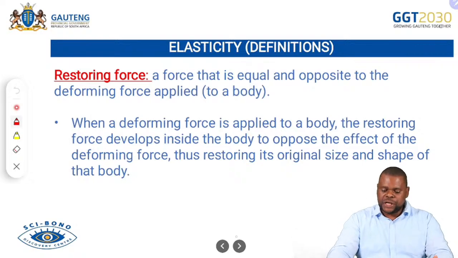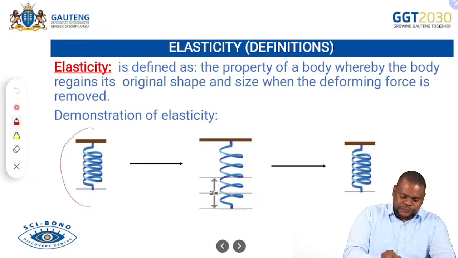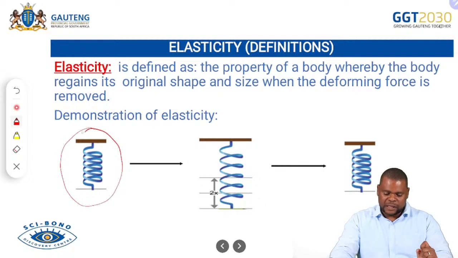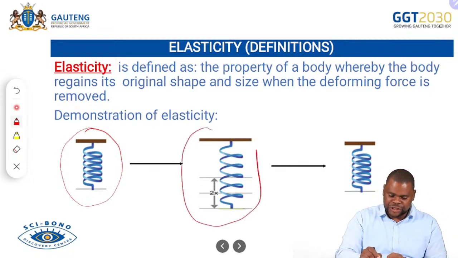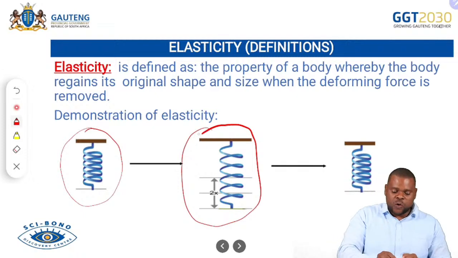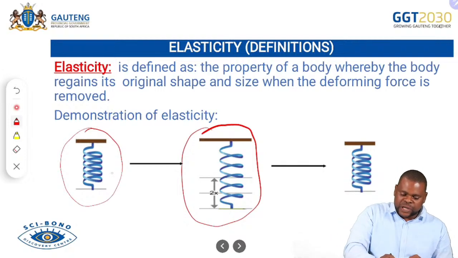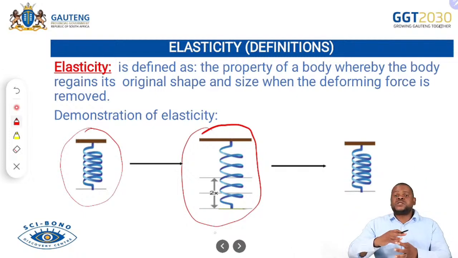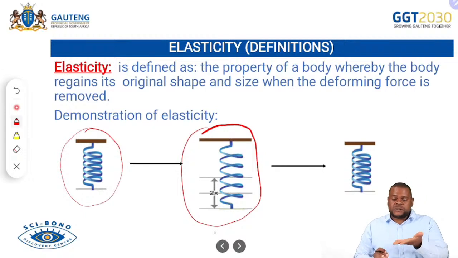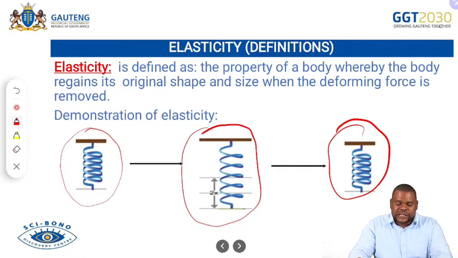I'm going to give a demonstration with a spring. Here we have 3 springs. This is the original spring. That is how the spring originally looked. After I've stretched the spring, pulled it down here, you can see the spring is now 2 times the original length. And then when I leave the spring, it will go back to its original size and shape. What makes this spring able to return to its normal size and shape is what we call elasticity. Are we together, grade 12s?